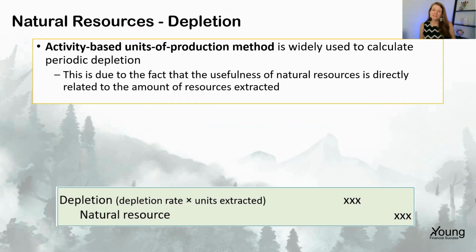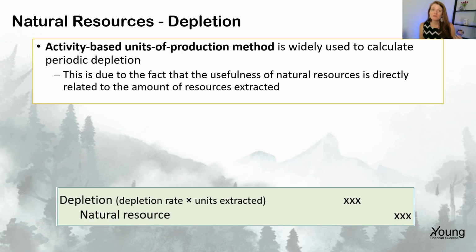All right, let's jump into natural resources, because natural resources, they also are going to get used up over time, but we don't call this depreciation, we call it depletion. And that is because we are depleting the earth of a natural resource in order to turn it into inventory. So our asset is the natural resource, and then it is changed into inventory as we deplete the earth of that resource. So we're going to use activity-based units of production.